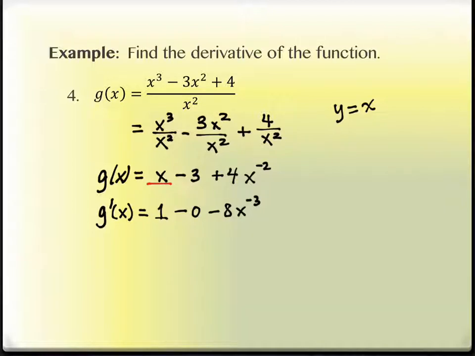If you're doing your homework or anything else, you're not done. You're going to clean it up. And I'll give you a couple options of how it can look when you're done. Obviously, we don't need the 0. You can just write the 1. The -8x to the -3. Well, that's -8 over x cubed. And I'm okay with you leaving it like that. There's nothing wrong with that answer.